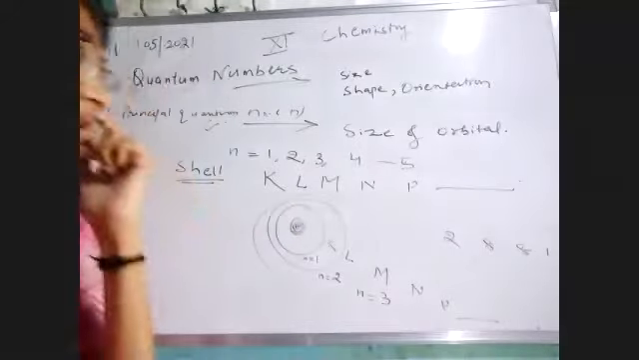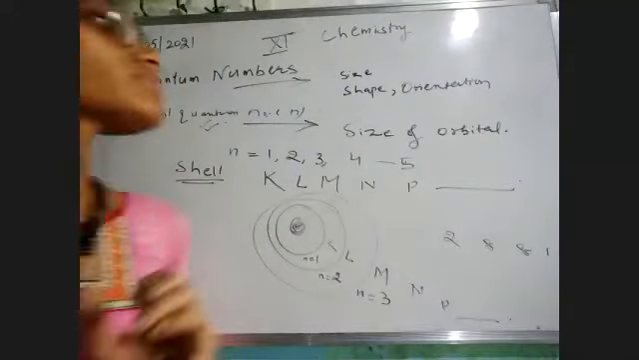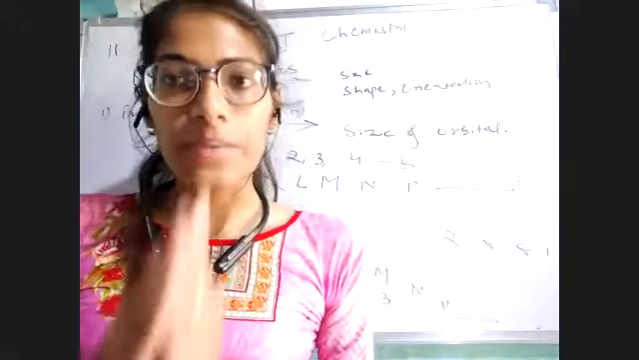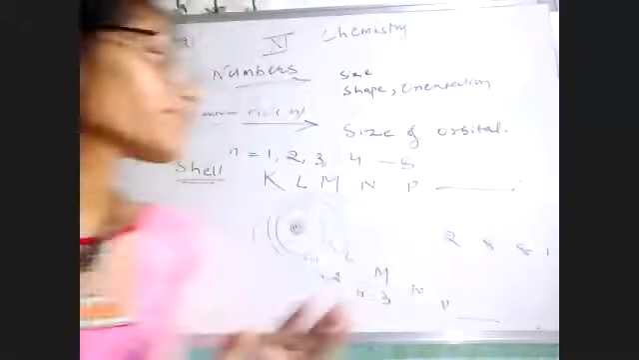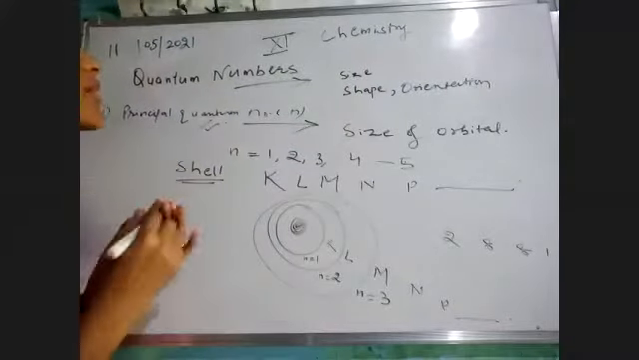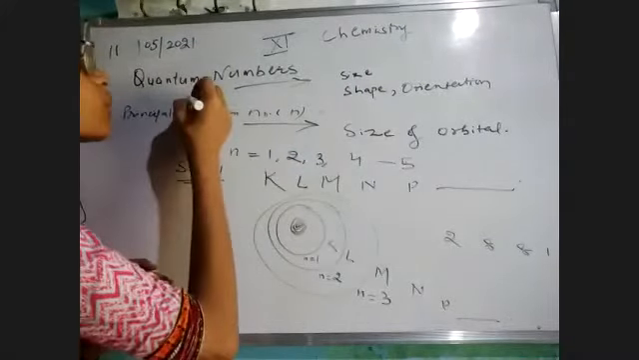Okay, so let me recapitulate what I have told you. The n is the basic principal quantum number, the first quantum number. That's why we have given it the name principal quantum number or principal orbital quantum number.